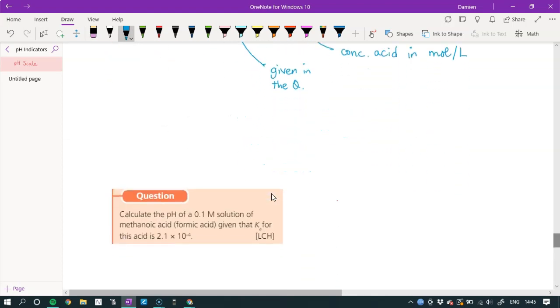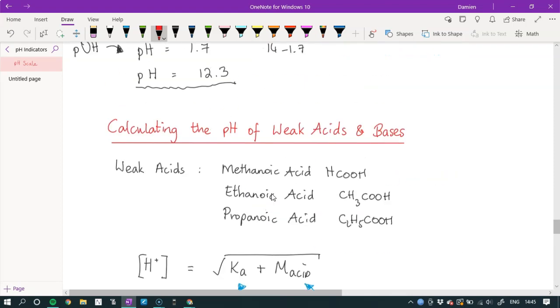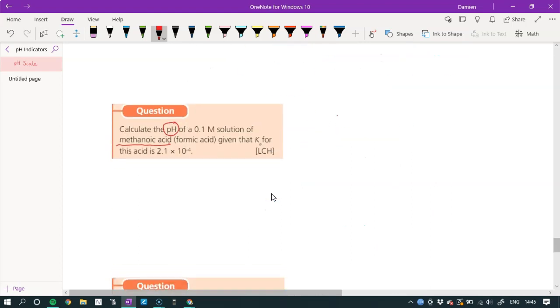Looking at the first question: calculate the pH of a 0.1 molar solution of methanoic acid, given that Ka for the acid is 2.1 multiplied by 10 to the minus 4. So the first thing I'm looking at here is we're asked to find the pH, and we know that it's methanoic acid. Methanoic acid is a weak acid, so we're going to start with our formula. Ka is going to be in our equation, so we start with H plus is equal to the square root of Ka multiplied by M acid, the molarity of the acid, and you fill in your numbers.